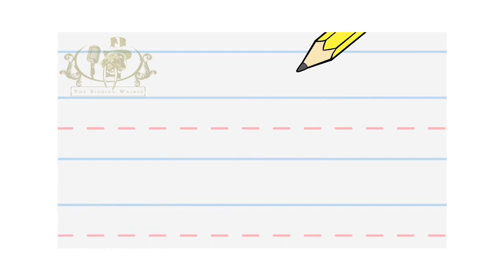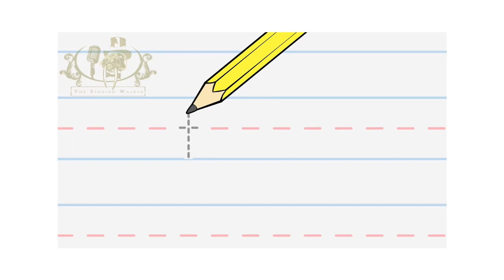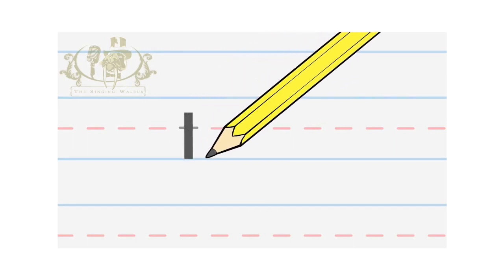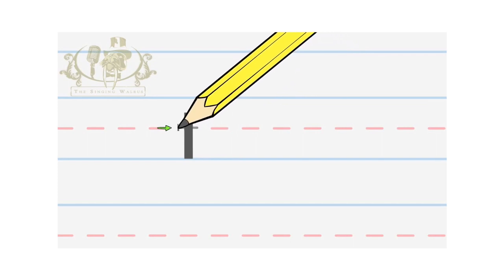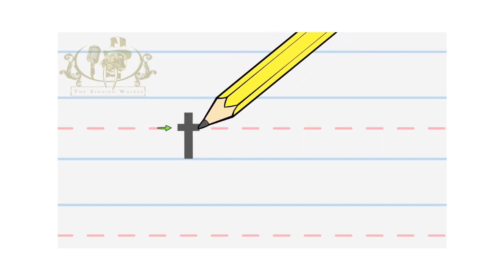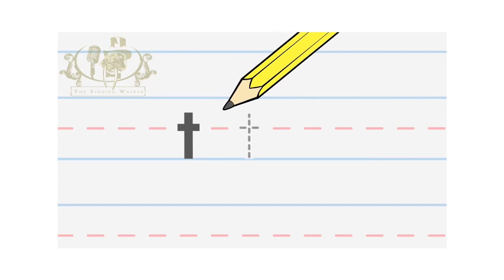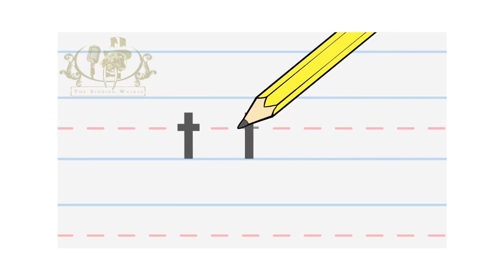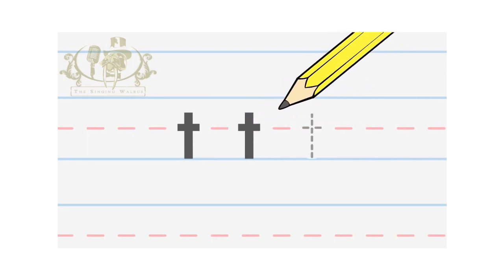Great job! Now we're going to write the lowercase t. That's the small t. Start above the middle and make a line down. Then, go back to the middle and make a line across. Let's try that again. Down, across. Now you try.